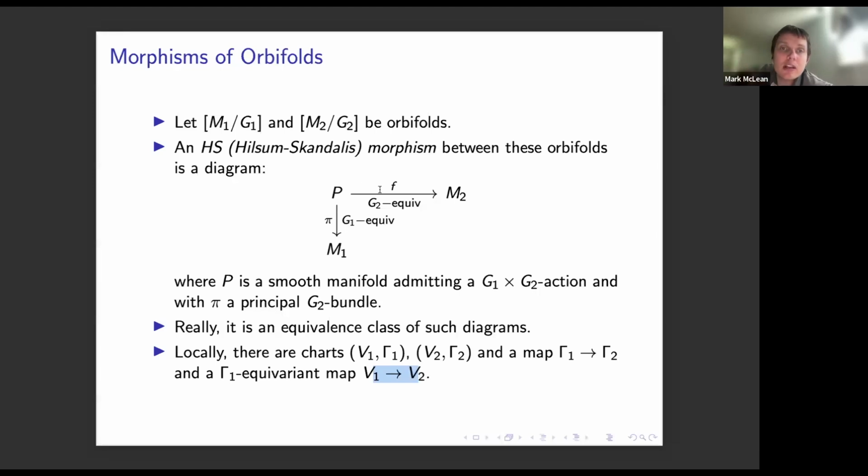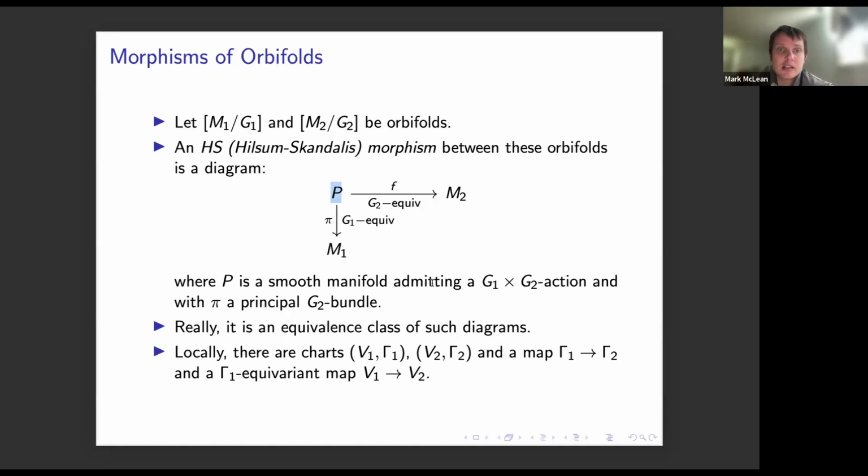One way of thinking about these presentations of orbifolds is that M2 is like a principal G2 bundle over this orbifold, and you're pulling it back to M1, and this is what this P is, and so this is what these morphisms look like.